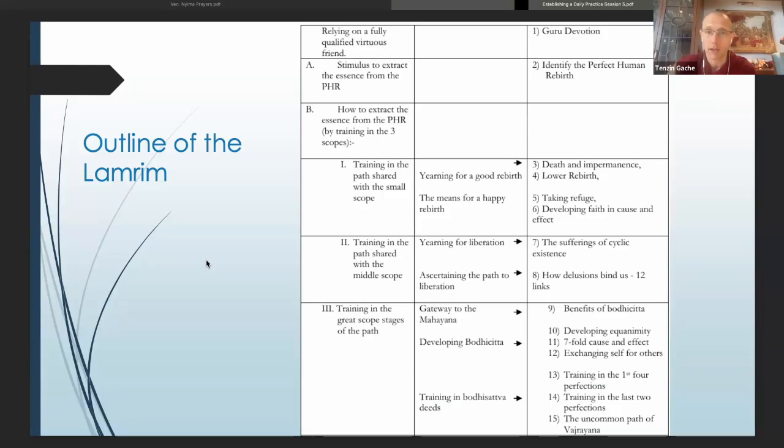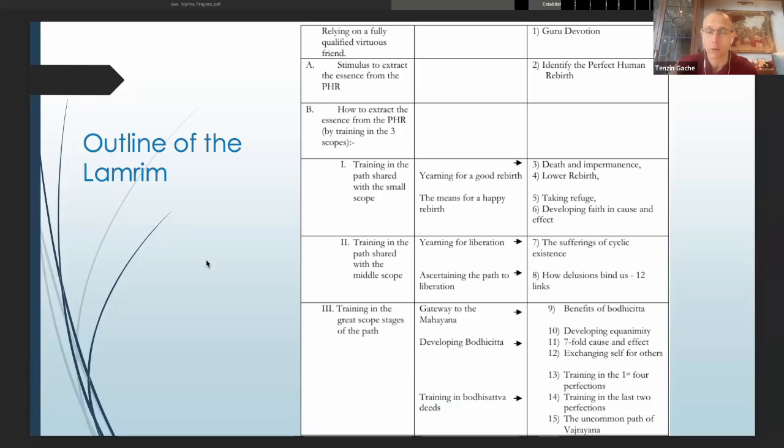So we have equanimity, and then sevenfold cause and effect, and exchanging self for others. We'll go through those again. And then training in the bodhisattva practices. Once we have that mindset, how do we actually do practices to get enlightened? The first four perfections are generosity, ethical discipline, patience, and joyous effort. If you go through the Lamrim in detail, you go through those one at a time, but here in the overview, we'll just go through them as a general set.